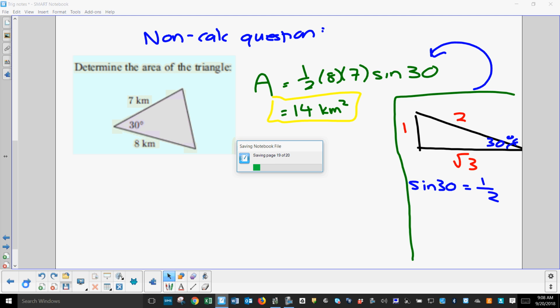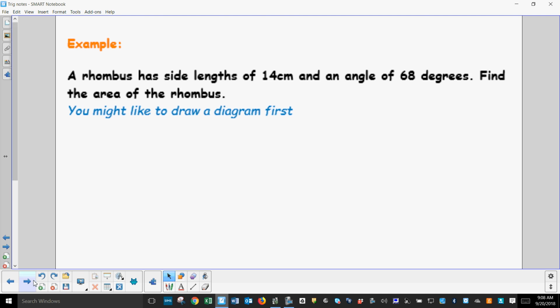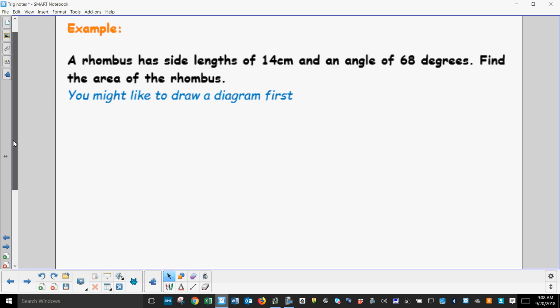Okay, now onto some good problem-solving ones. Is this the last page? Yeah, it is. Okay, then we've finished this, and then you can work on the assignment or the textbook exercises, whatever you prefer. So, you've talked about a rhombus, as Katie said, a slanty square, a square that just went zoom. And an angle of 68 degrees. Find the area of the rhombus. You might like to draw a diagram.